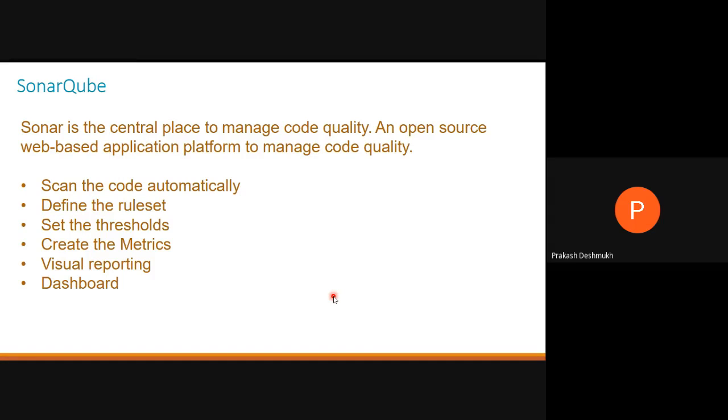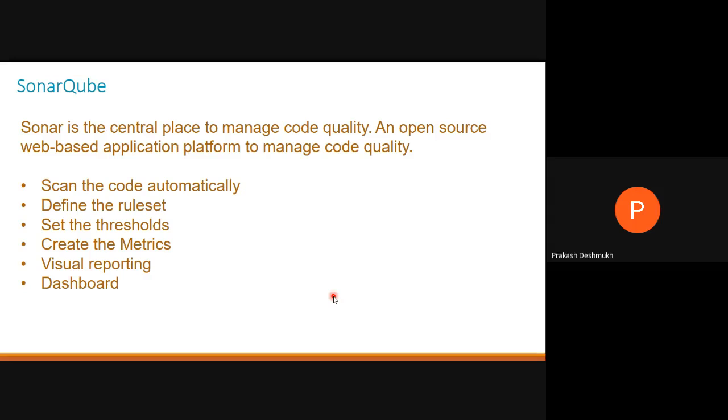So SonarQube is used. Sonar has two versions. One is Sonar, which is commercial, and SonarQube is the free edition. It's a central place to manage the code quality. Once you install it, you point it to the code repository and configure. It has a web UI interface, and it will scan your code and publish the reports with predefined rules and thresholds on the web UI, in the form of your dashboard reports.